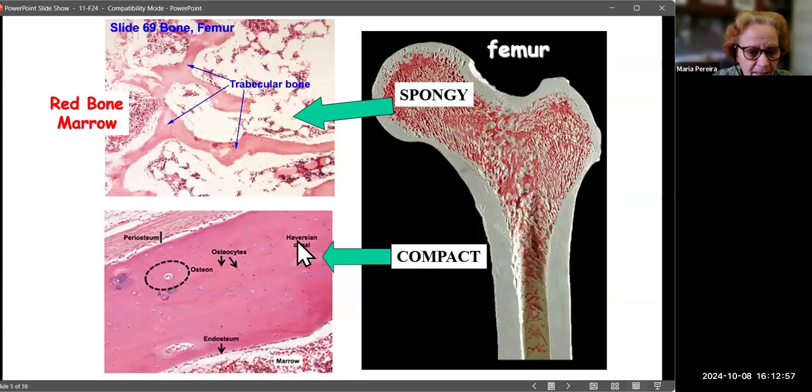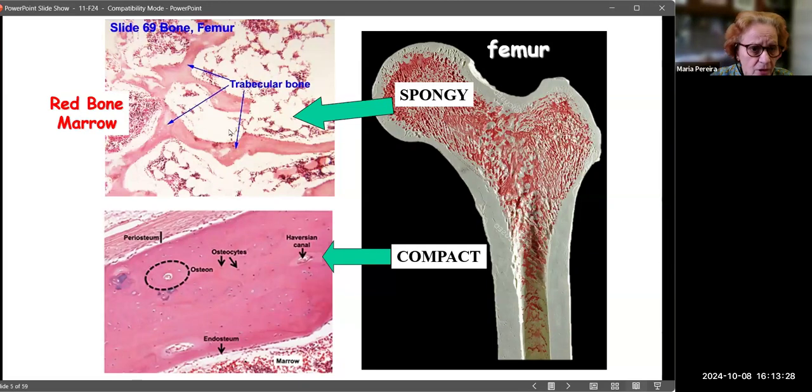Okay, so these are other images representing the spongy and compact bone. So this is the femur, the head of the femur. So you see right here, this is spongy bone. You see the trabecula, you see that it's not compact, and this forms cavities where the red bone marrow is stored. But you see that the outside is compact bone, and it surrounds the medullary cavity where the yellow bone marrow is stored.